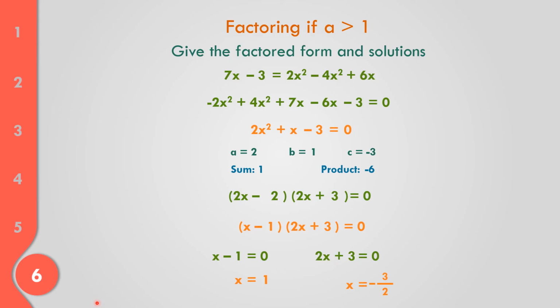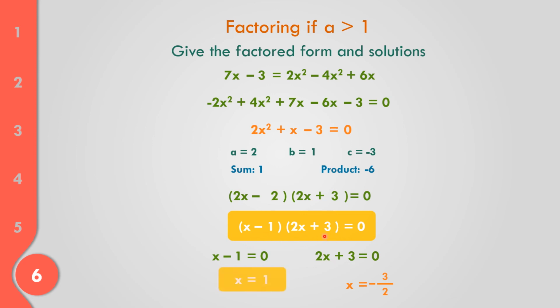So the factored form of the equation 2x squared plus x minus 3 equals 0 is x minus 1 times 2x plus 3, while the solutions are positive 1 and negative 3 over 2.